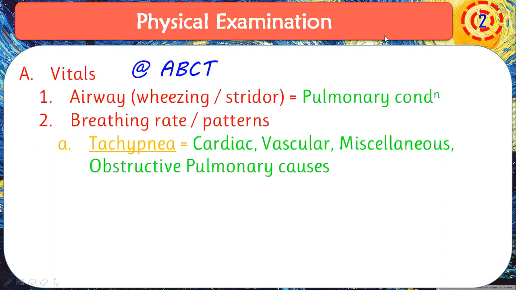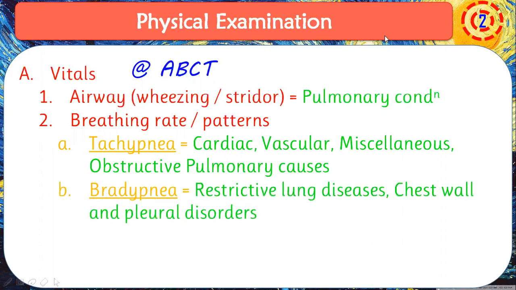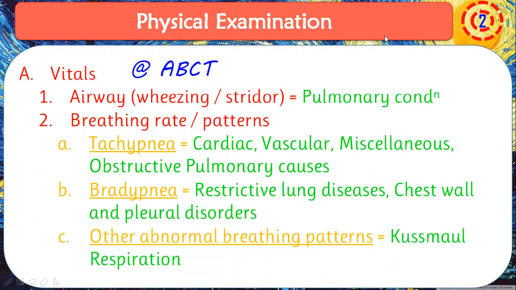Whereas in the case of bradypnea, that is a decreased breathing rate of less than 10 breaths per minute, the causes could be restrictive lung diseases or chest wall and pleural disorders, specifically those disorders which are causing a decrease in the expansivity or contractility of the thorax and pleural cavity.